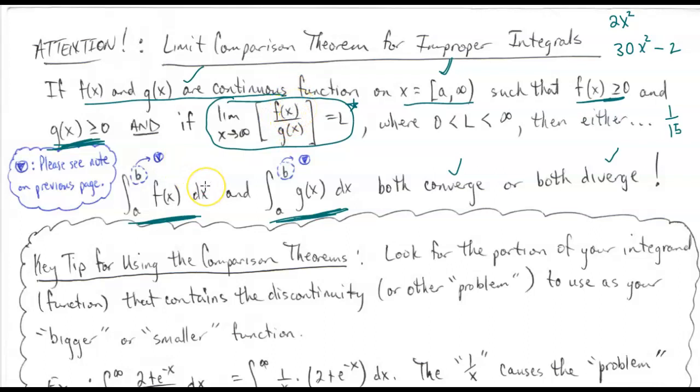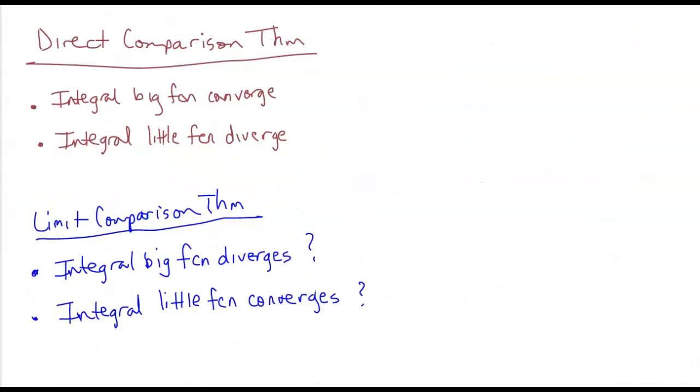So if we have that situation here, then we know that the improper integral of the big function and the little function will either both converge or diverge, okay? And so again, this specifically helps us out in this situation here, where we have the improper integral of the big function diverging, or the integral of the little function converging. And so we're going to see an example of, well, how do we know what the big function is? How do we know what the little function is?